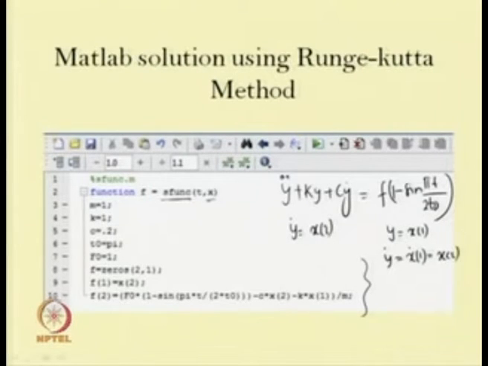Here it is written in terms of f. So, y dot equal to f 1, and this term is f 2. This way one can reduce this equation to a set of first order equations. After reducing to a set of first order equations, one can find the solution.